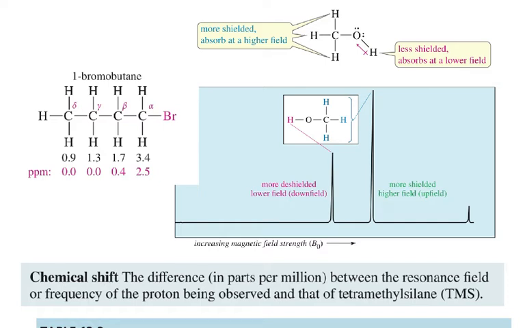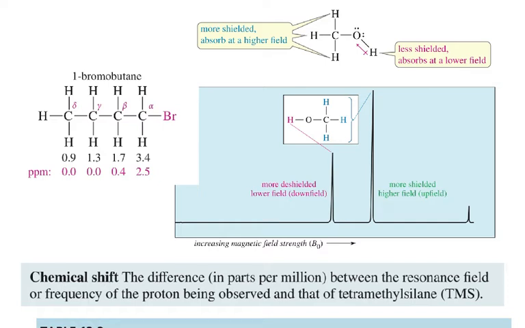And the signal for the H that's attached to the O is going to be more de-shielded, which means it's going to get a higher number on the spectrum. It's going to be more to the left. NMR spectra are backwards the way infrared spectra are backwards, in that they count up to the left. So it's like a reverse number line.